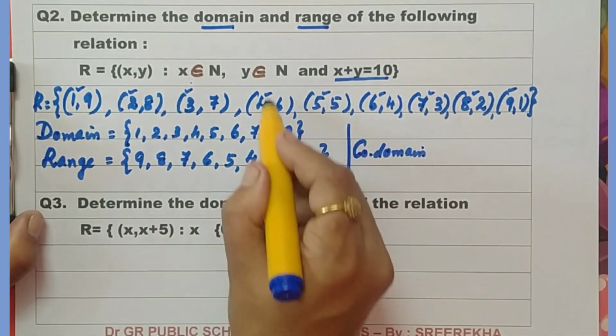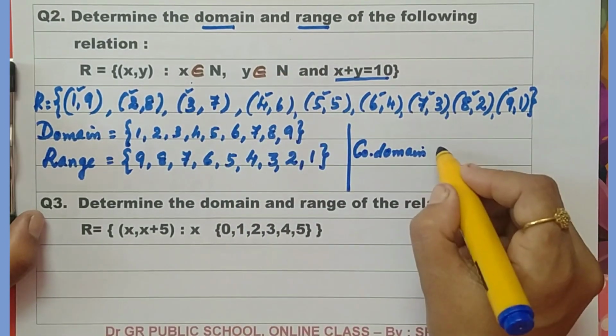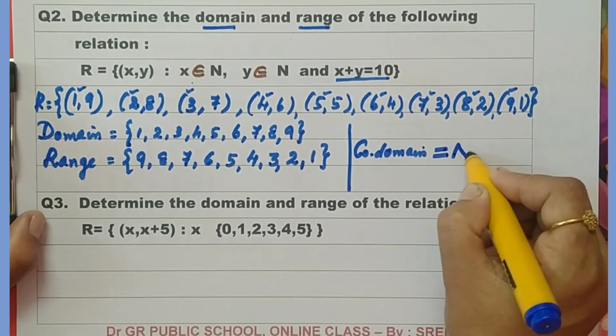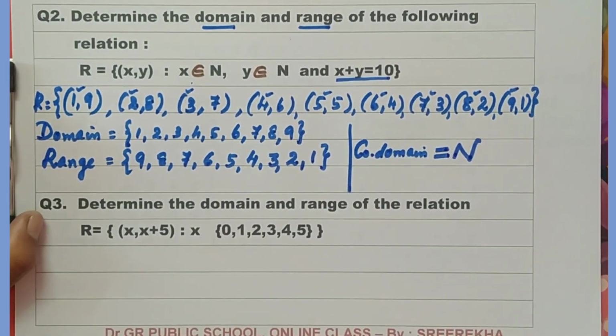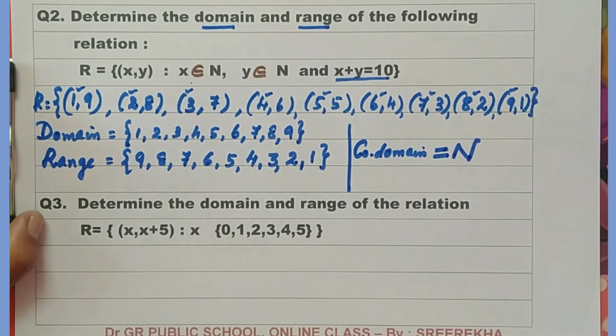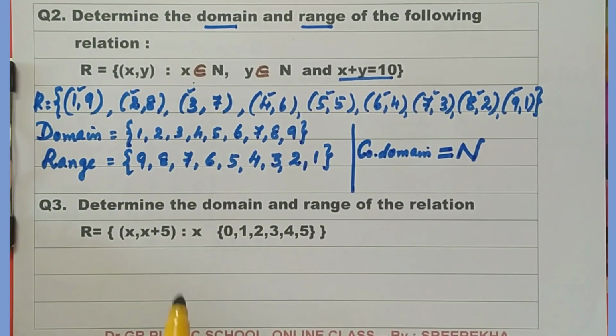Which is the right side set? The set of natural numbers. So if you are asked to write the codomain, it is actually the set of natural numbers. The full set on the right side, that is codomain. Come to the next question.